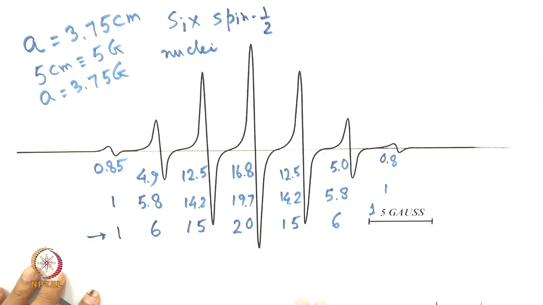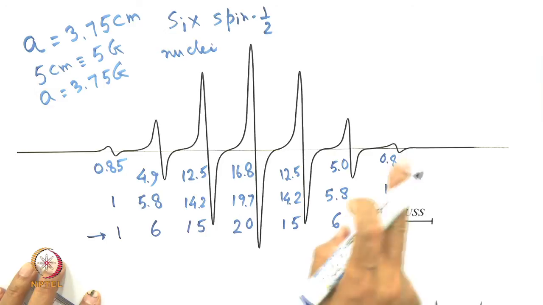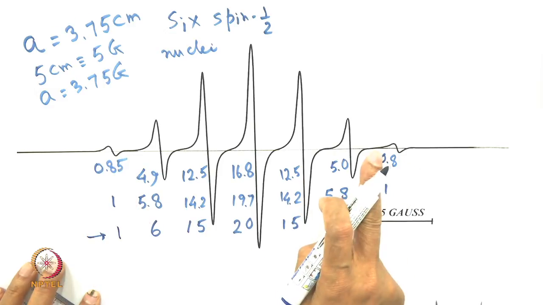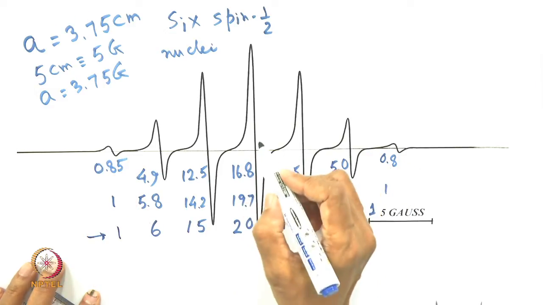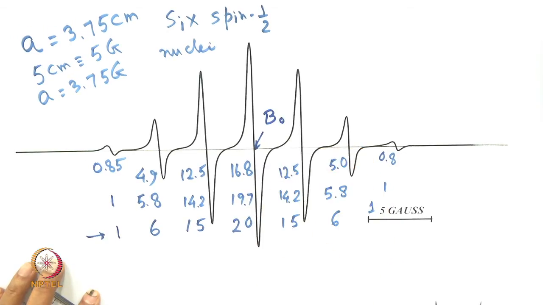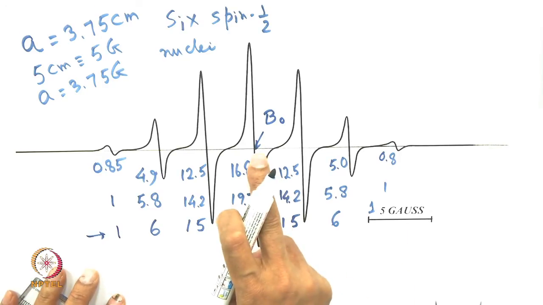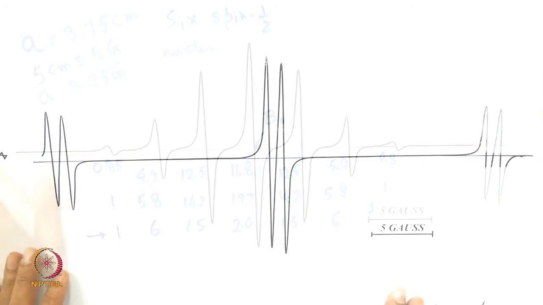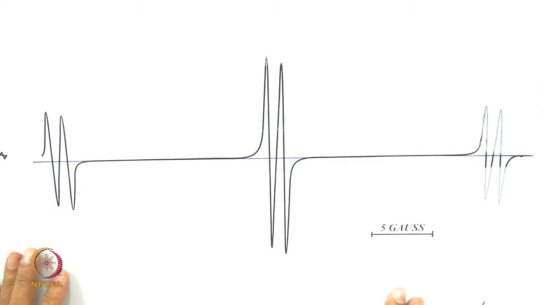Now, for this, what is the G value? G value will again be the center of the spectrum. Now, because there are an odd number of lines, the center of the spectrum is precisely here. So, this is my B0. From this, I can calculate the G value if I know the frequency of the microwave and the actual value of the magnetic field here. Let us take a little more complicated spectrum now.